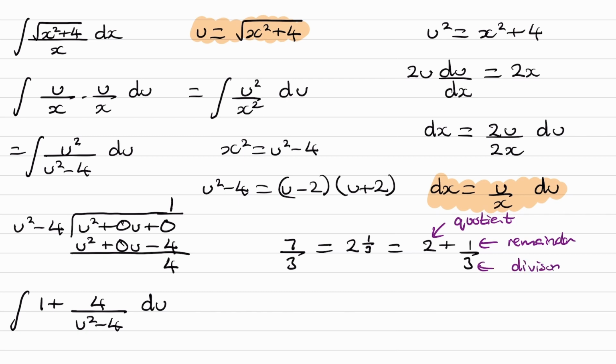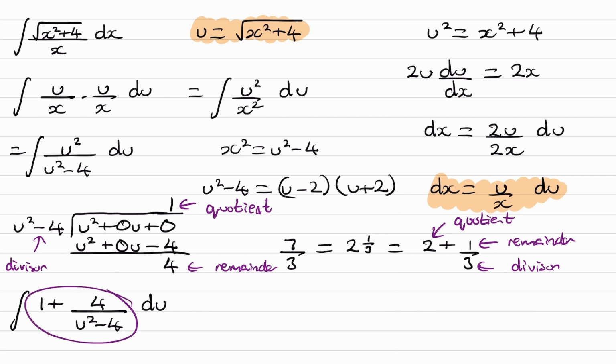So in our case, our quotient was 1. That's how many times u squared minus 4 went into u squared. Our remainder was 4, and our divisor was u squared minus 4. And that's exactly the order that we have here. We have to begin with our quotient, which is what we have there. Then we have our remainder, and then finally, we have our divisor at the bottom.